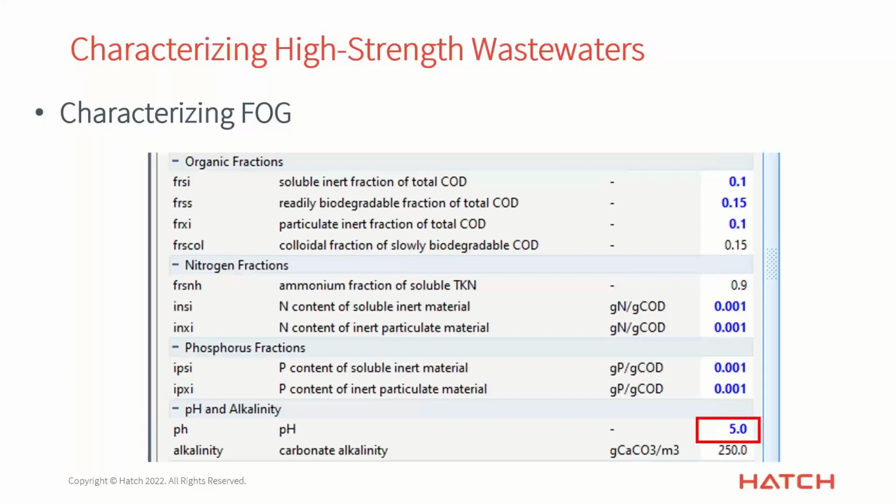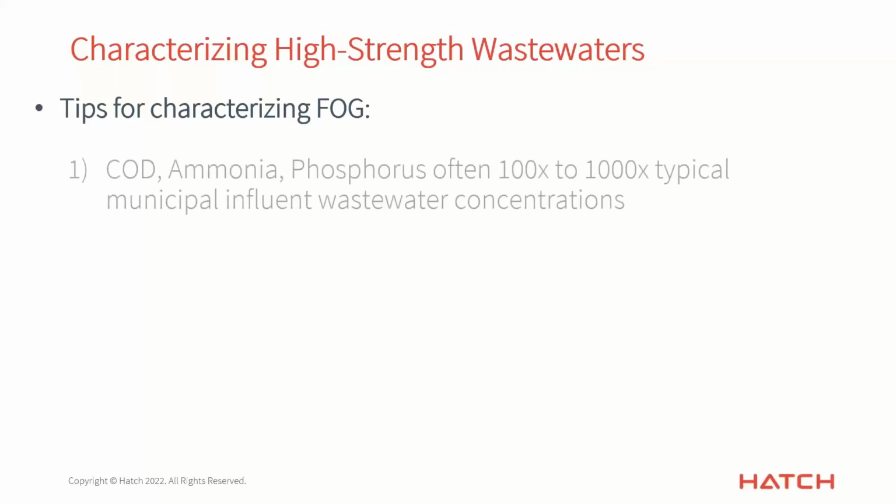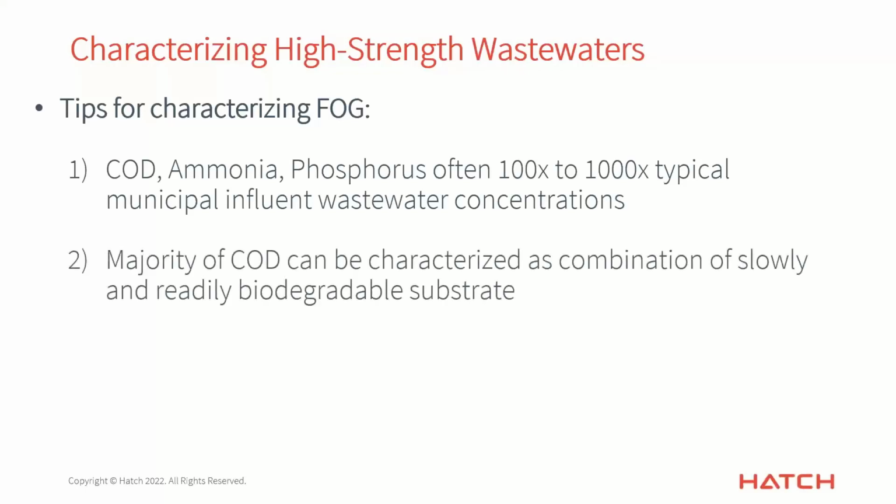So this may be somewhat lower than you're used to. So just to summarize all of those things, your COD, ammonia, and phosphorus are often going to have to be 100 times to 1,000 times the typical municipal influent wastewater concentration. So right off the bat, you're going to be entering in very large numbers compared to what you're used to. And the majority of that COD should really be pushed over to the slowly and readily biodegradable substrate. That's what FOG is ultimately.